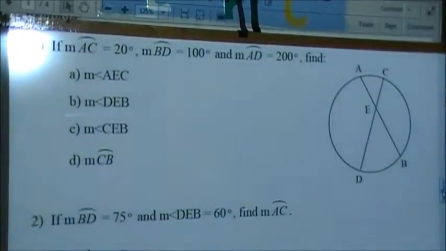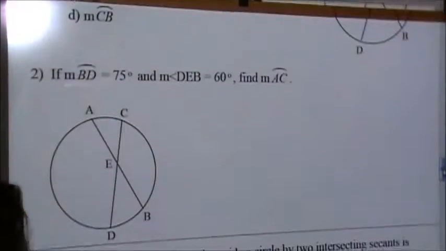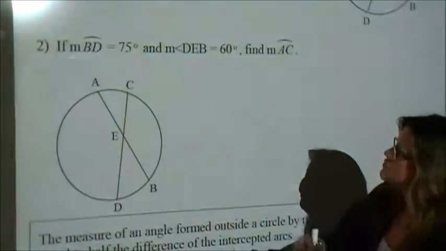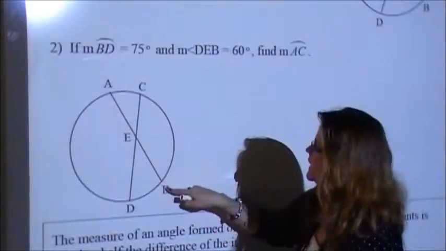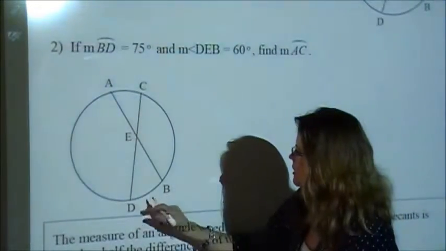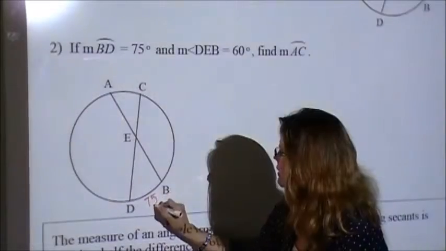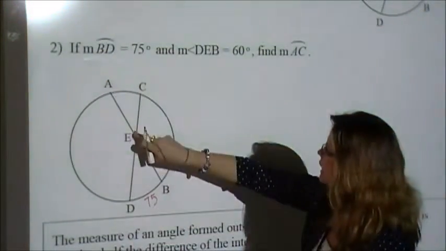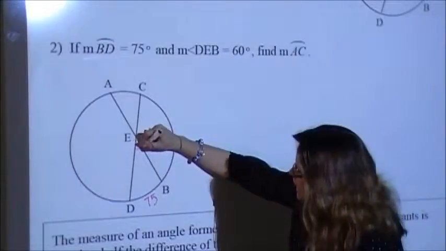It's up to you. I'm going to do number 2 with you right now, just so you get use of this formula. All right, so check out 2. If the measure of arc BD is 75, so find arc BD. Arc measurements go on the outside, and the measure of angle DEB is this angle right there.